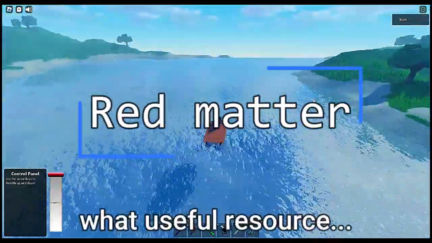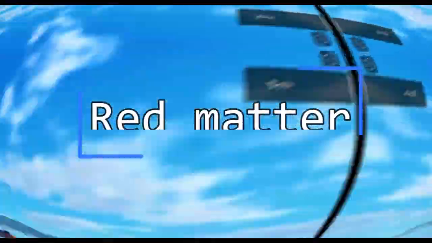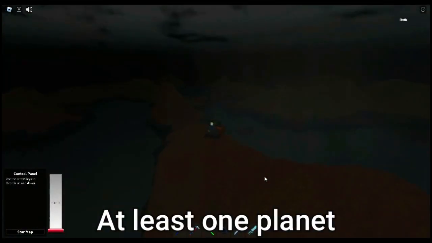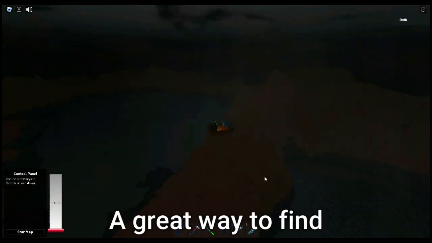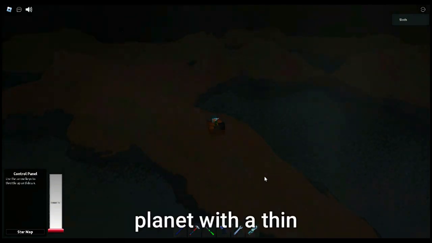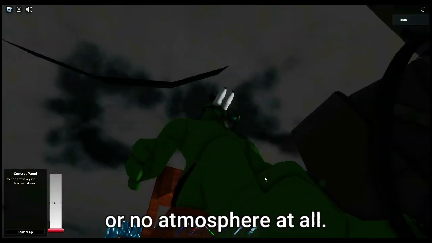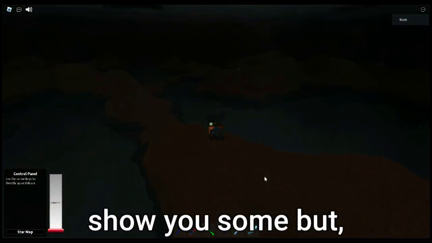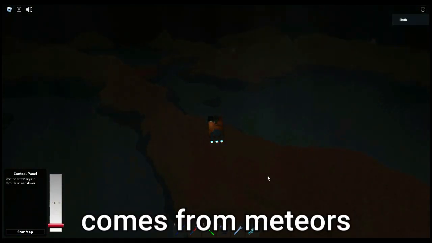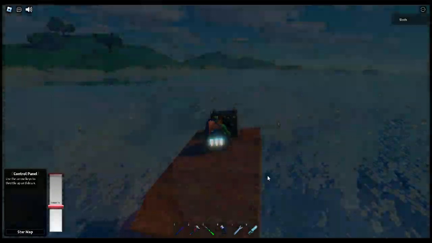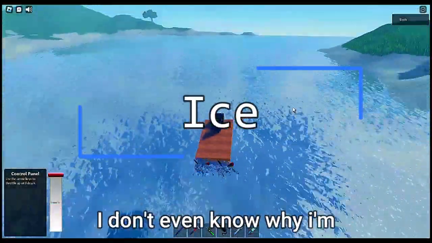Red matter, what a useful resource. At least one planet in your system will have red matter. A great way to find red matter is to find a planet with a thin atmosphere, vacuum atmosphere, or no atmosphere at all. I mean, craters would show you some luck, since red matter in the game comes from meteors when you read its description. I don't even know why I am telling you about this one.